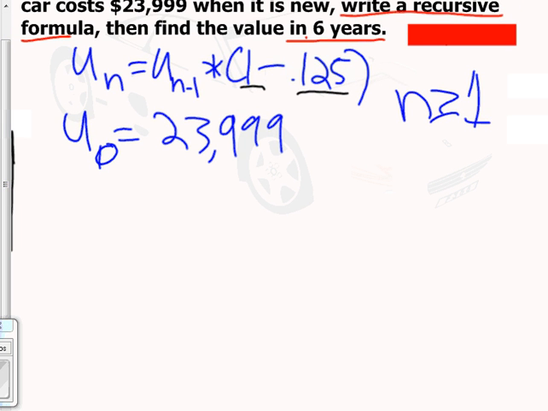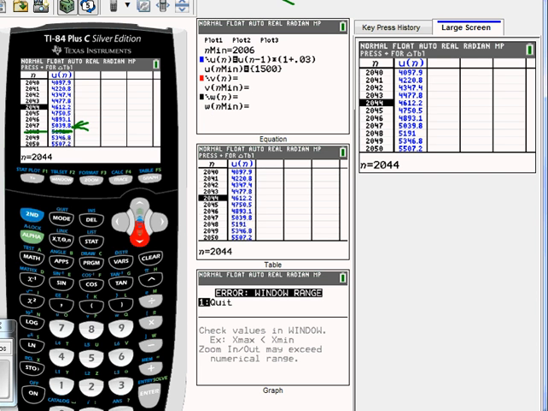Can you say that a little bit louder? 10,771. Who else? Wait a second. Hold up. Sounds like we have some dissension on things. So let's do it, let's plug this into our calculator.